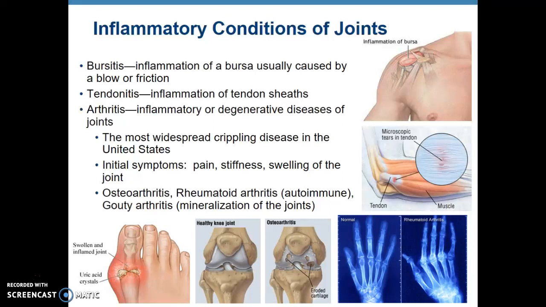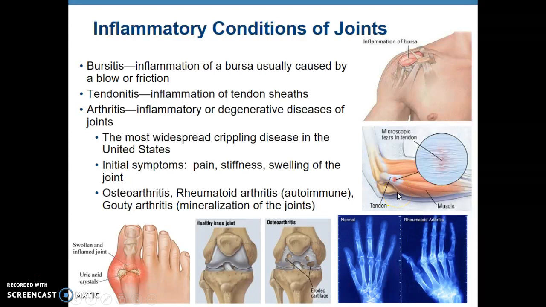So let's look at a couple of conditions associated with joints. I did mention bursitis earlier, so that would be the inflammation of a bursa, typically caused by a blow or too much friction, sometimes seen in athletes or people who are very active. Tendinitis, another one you see in a lot of athletes as well. This would be just the inflammation of tendon sheaths. And as I said before, tendon sheaths are a special kind of bursa, so very similar.